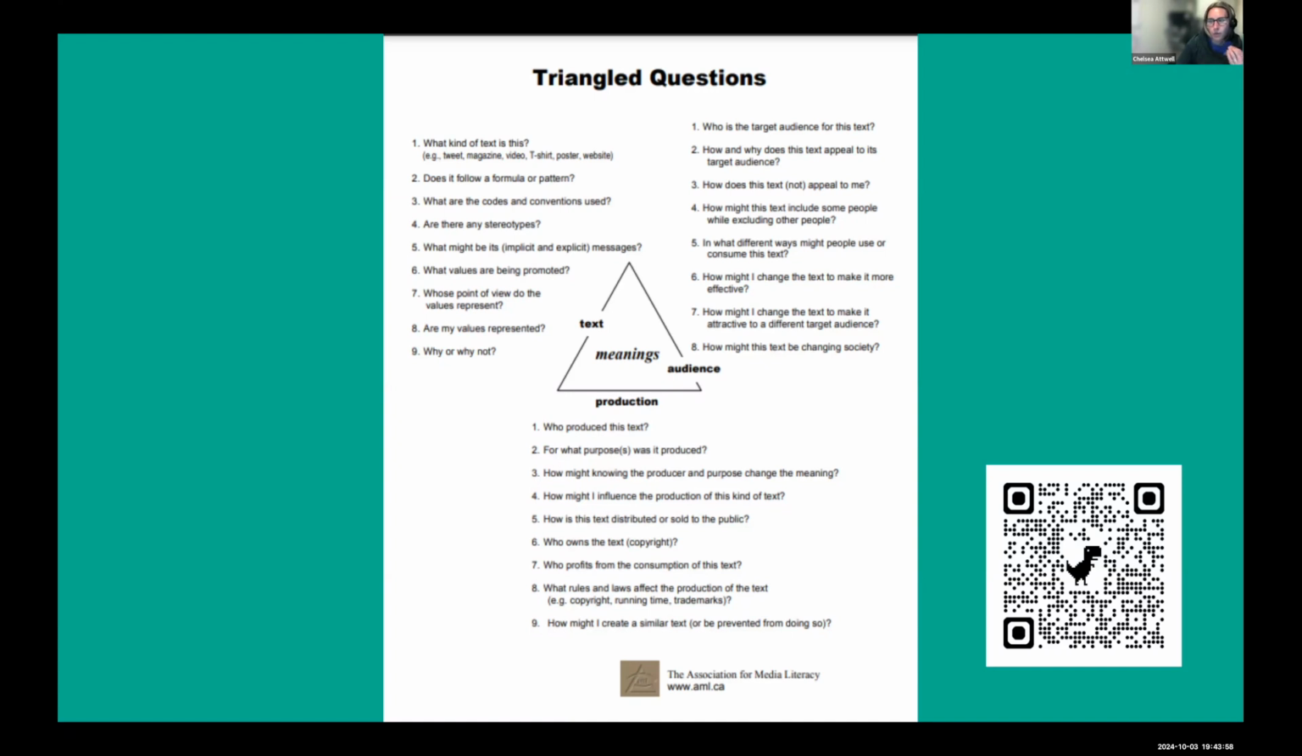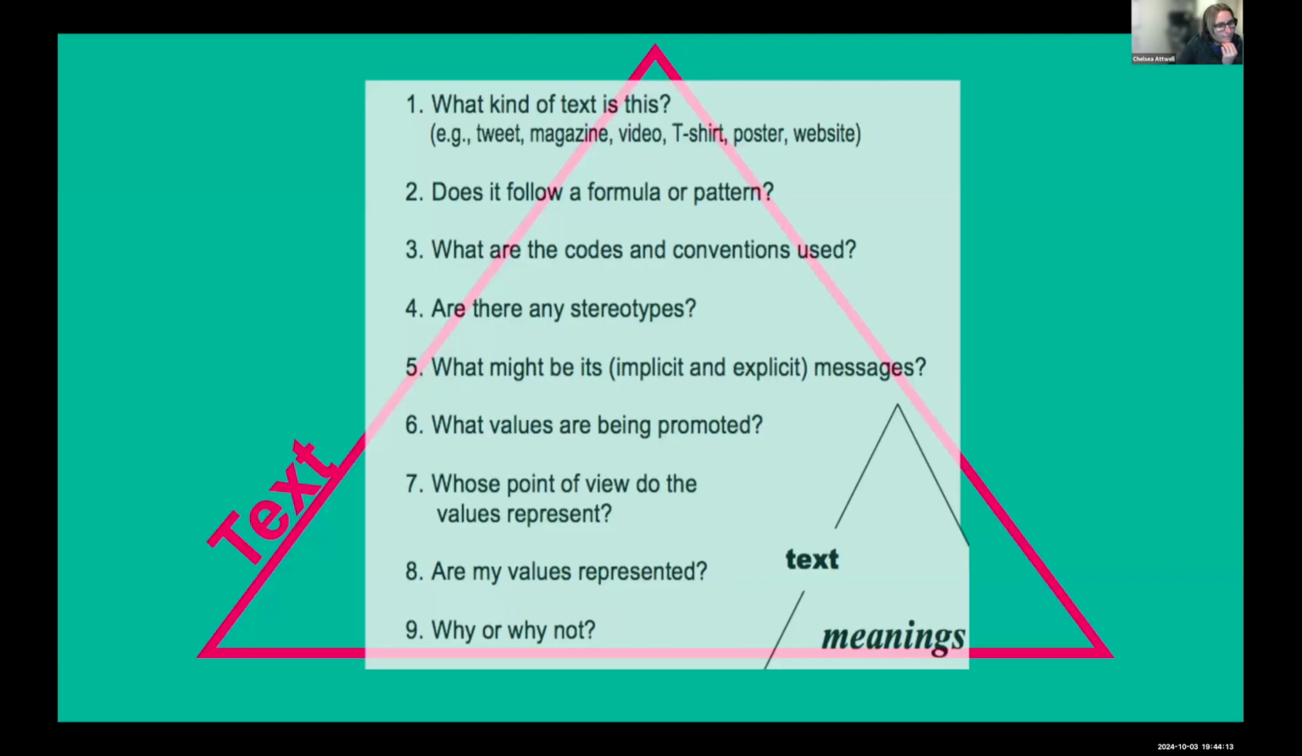And oftentimes you'll find when you start asking one question, it will lead to another question on the other side of the triangle. To get a copy of the triangle, it's absolutely free. You can scan the QR code on your screen. Here are the 9 questions from the text side. Again, the Association for Media Literacy suggests that teachers address only 2 or 3 of these in any one lesson.